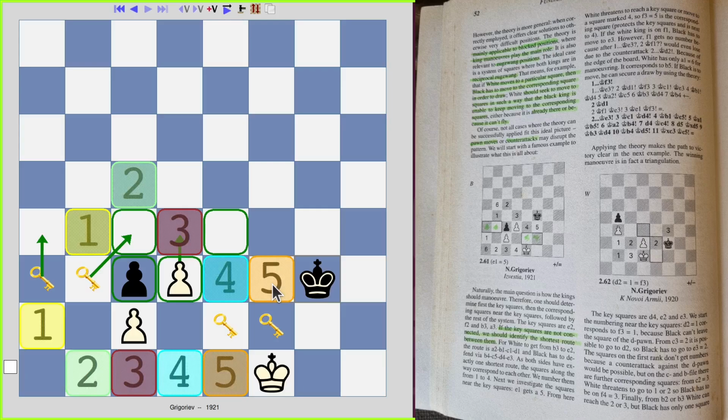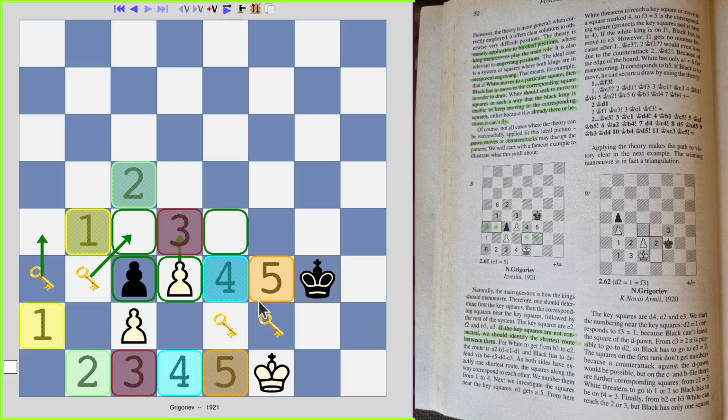Now, moving on, we can see Muller then makes a comment about F1. And F1 is maybe not good because he's pointing out that F1 gets no number, because after King E3, King F1 would even lose to King D2, right? So we're not going there.